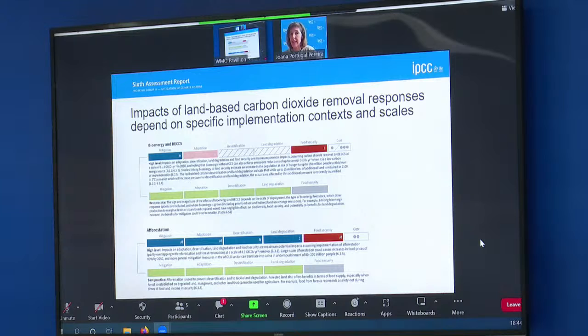On the other hand, if implemented at a smaller scale with concrete strategies and governance to include local people and other ecosystem services priorities, what you can see at the bottom level are bars with green in terms of mitigation, adaptation, desertification, and reduction of land degradation. That means that best practice and sustainable practice can be positive both for mitigation and adaptation. Very clearly, it's very context specific, dependent on good governance and other socioeconomic parameters.